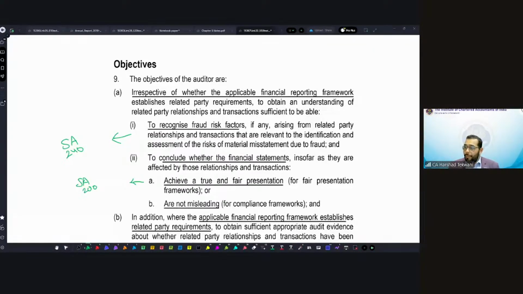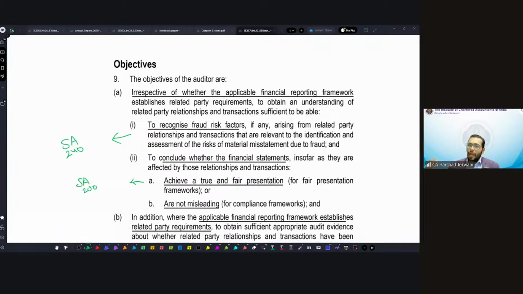If no questions on the objective part, now the question comes is how to achieve the objective. So the objective says that obtain sufficient and appropriate audit evidence that there is a fraud risk factor. You need to assess that. You need to make sure that financial statements achieve true and fair presentation, are not misleading, whether the framework which is there is followed or not. So how to achieve the objective?